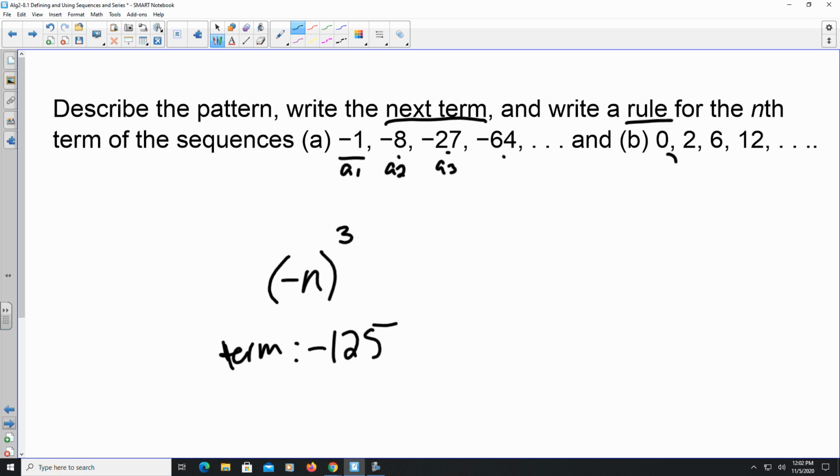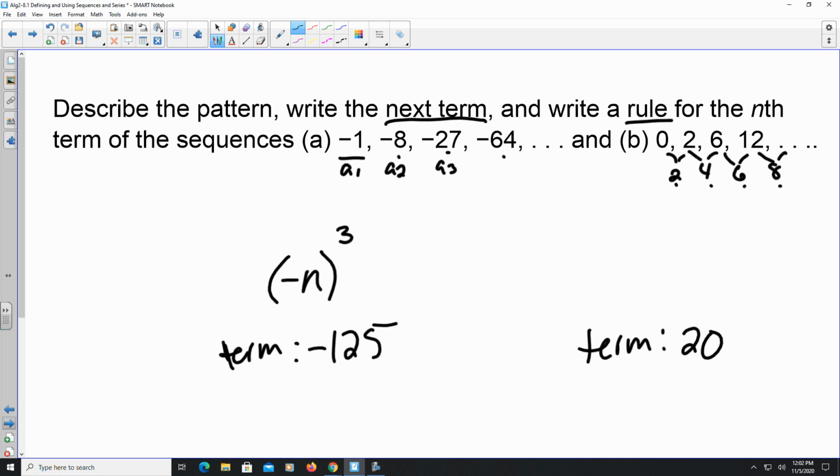For part B, if you look at a common difference, if I took 2 and subtracted 0, I get 2. If I put 6 and subtracted 2, I'd get 4. If I got 12 and subtracted 6, I get 6. There is sort of a pattern there, which means I'm led to believe that the next value of difference will be 8, because I'm getting 2, 4, 6. So my belief is the next term in this sequence is going to be 12 plus 8, which is 20.